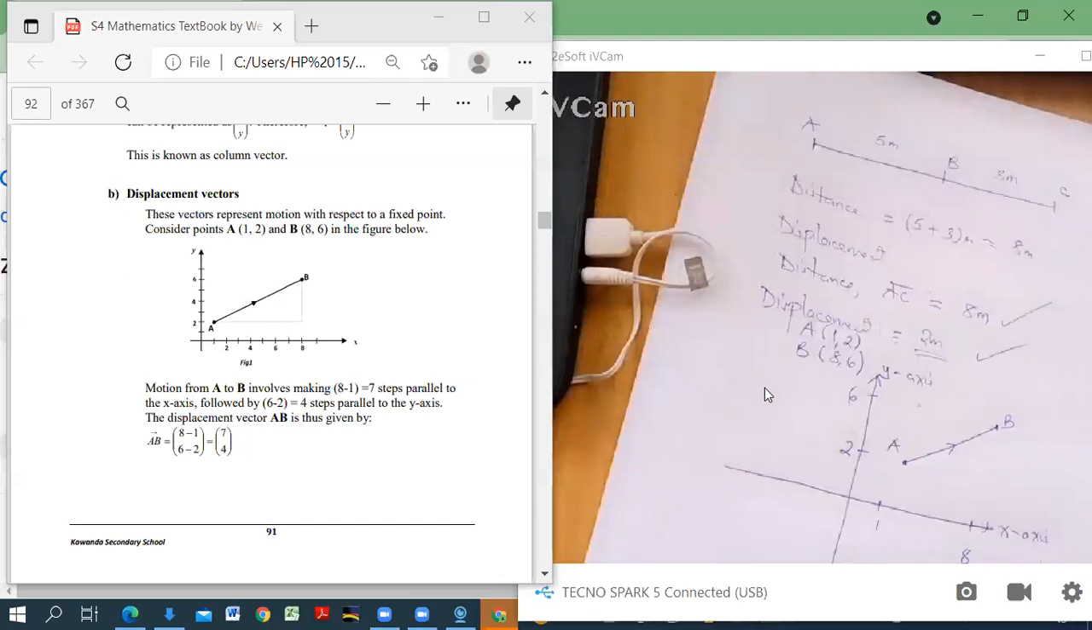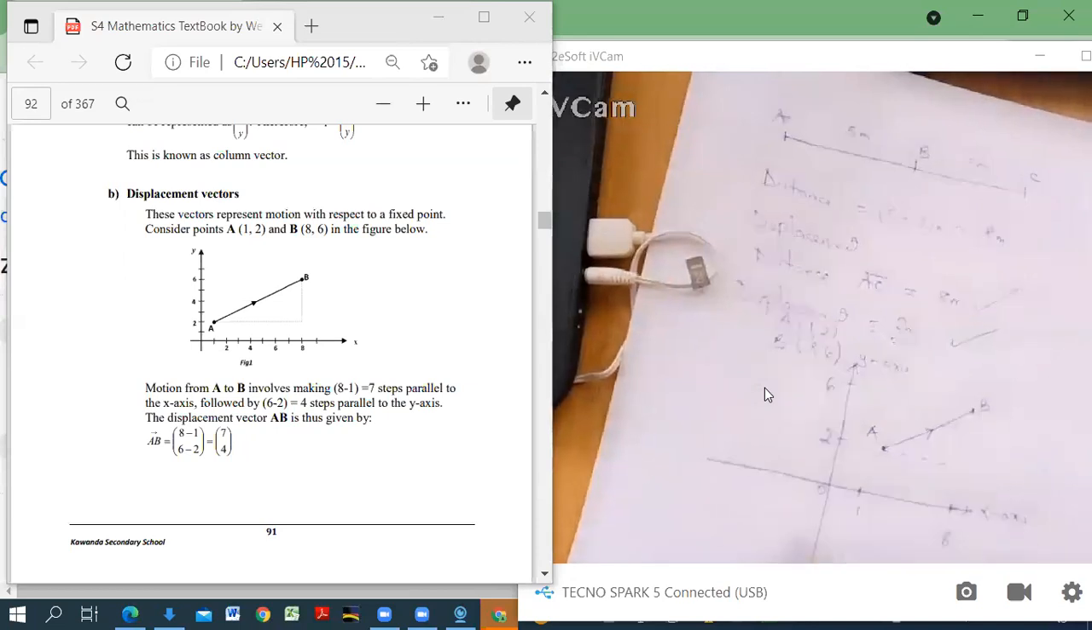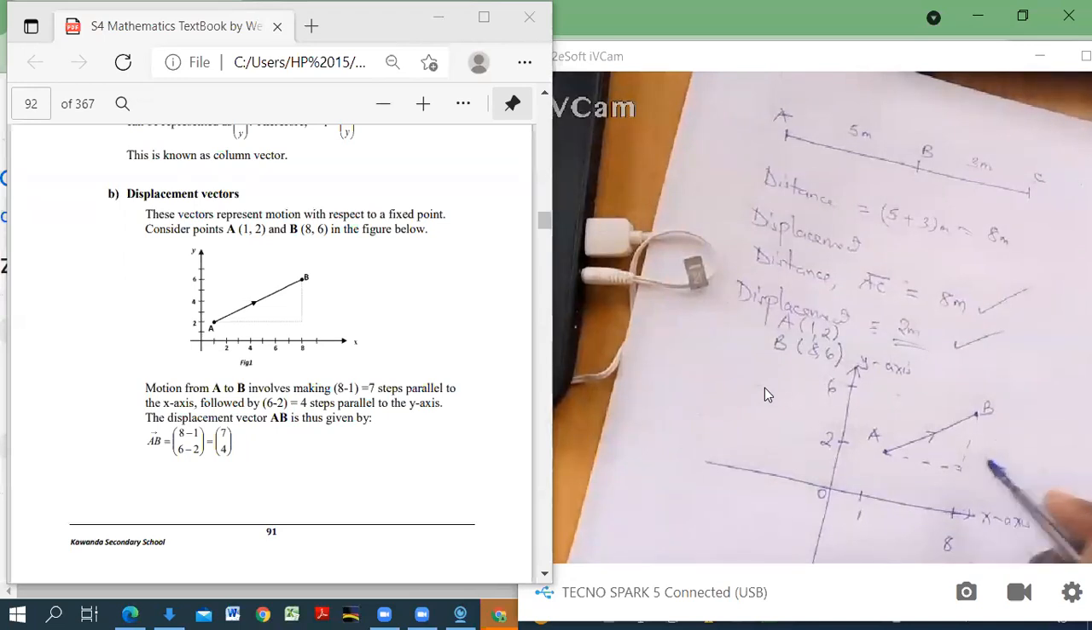Now, if you are to see this, we shall have something like this, which means for you to move from point A to B, remember all the movement. How did I get to 1? How did I get to 2? All the movement started from the origin, right? Are we together, members? All the movement started from what? From the origin.